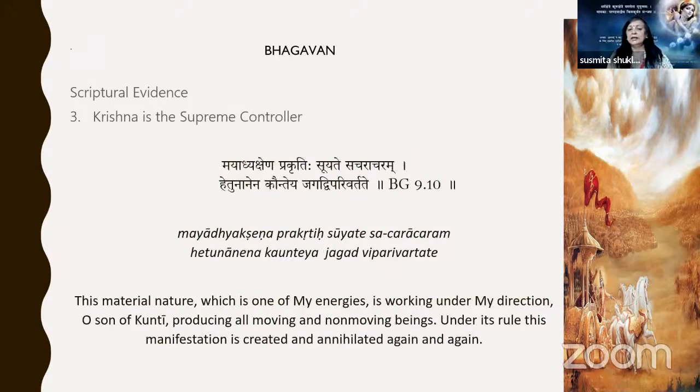Then, in the 9th chapter, the 10th shlok, he says he is the supreme controller. Mayadhyakshena prakritih suyate sacharacharam. Prakriti is the material nature. So there are only 2 things, Purush and Prakriti. Purush is Krishna, and whatever is not Purush is Prakriti, the material nature. That is the definition of Prakriti.